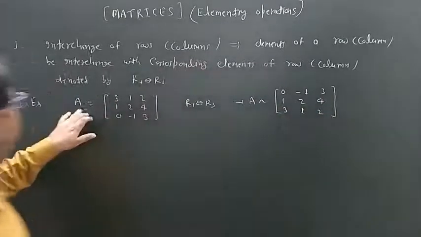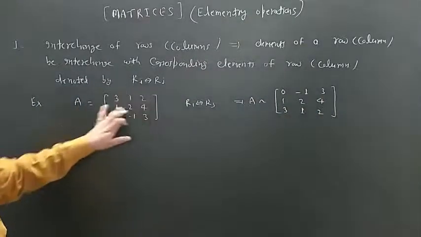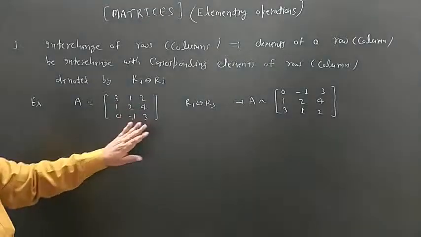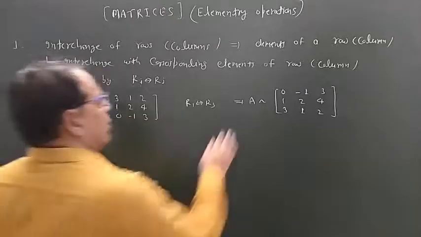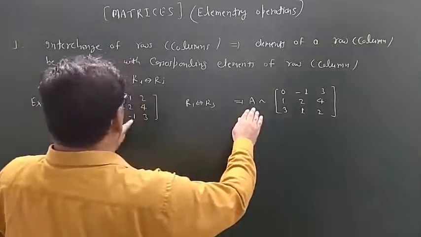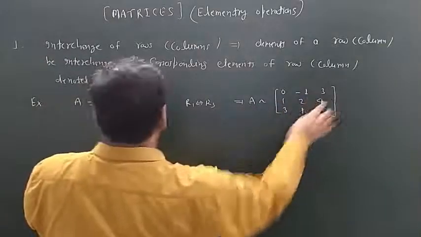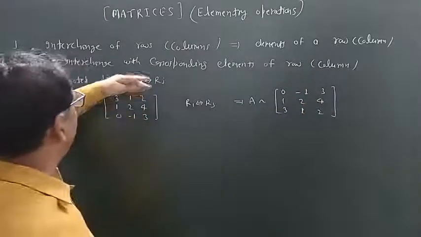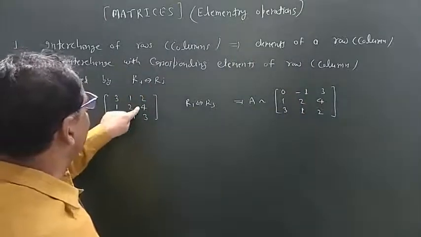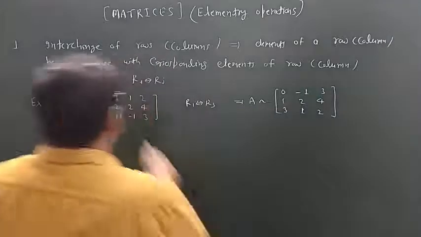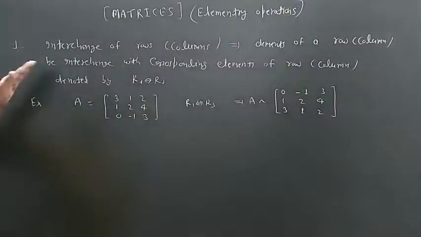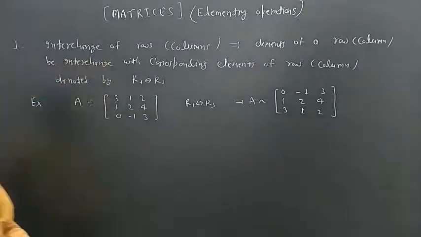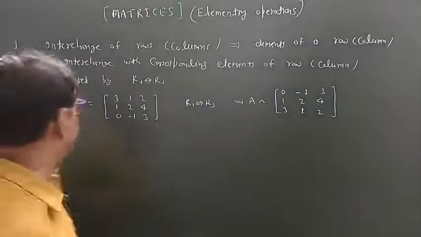You can observe here A equals 3, 1, 2, 1, 2, 4, 0, minus 1, 3. We want to apply here R1 interchange with R3. So the new matrix now we have 0, minus 1, 3 take the place of R1, with the corresponding elements of R1. 1, 2, 4 second row is the same as above, and 3, 1, 2 replaced by R3. So this is the first property in which we interchange the rows or columns of a given matrix.